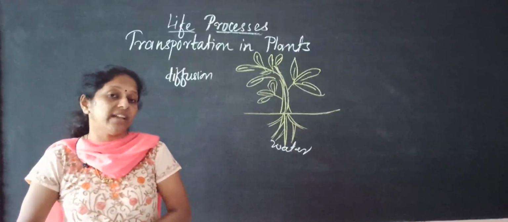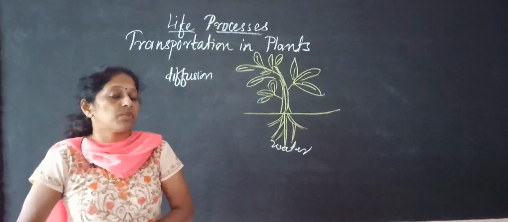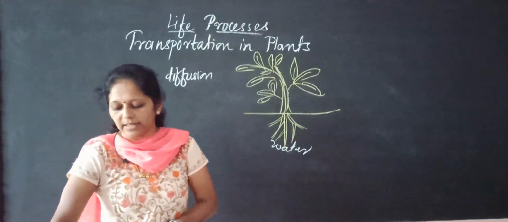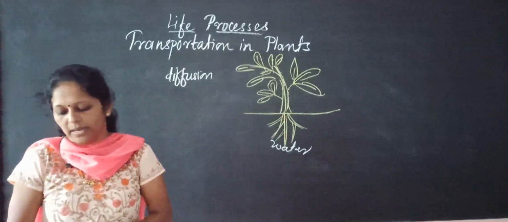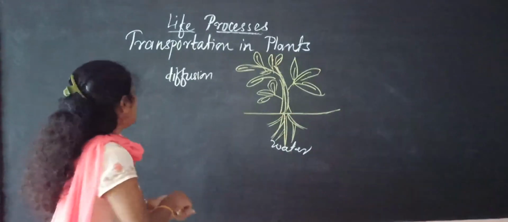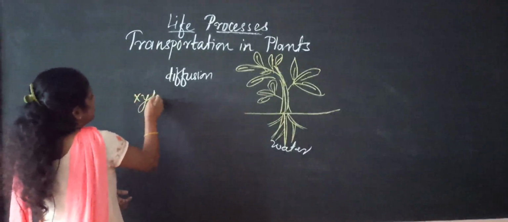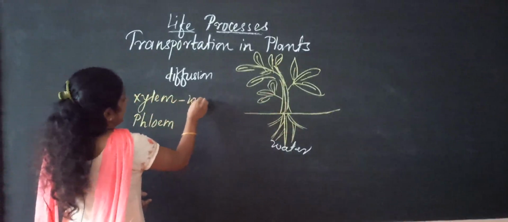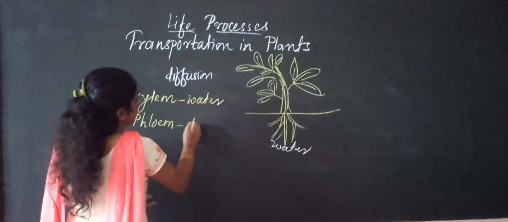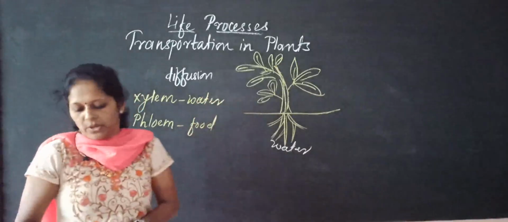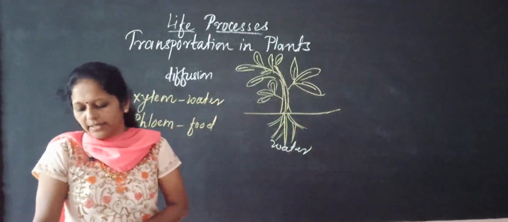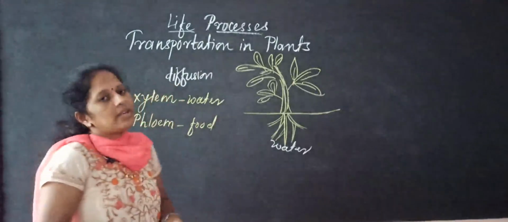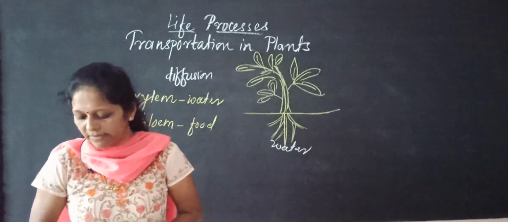So energy transport is there, and also water and mineral transport from roots to the different parts of the body is necessary. These two pathways are constructed as independently organized conducting tubes. So here there are two transport systems, the xylem and phloem. Xylem is the water conducting tube and phloem is the food conducting tube.